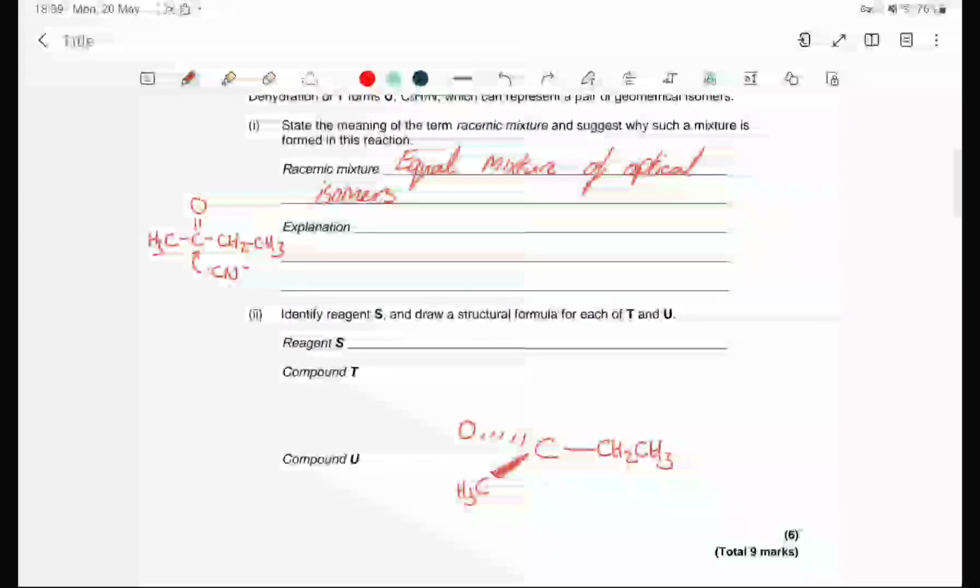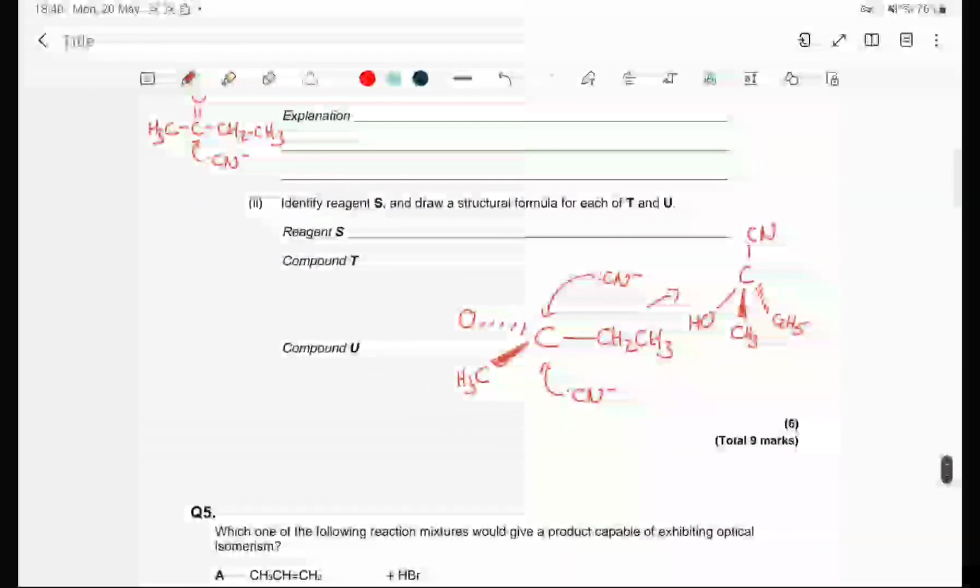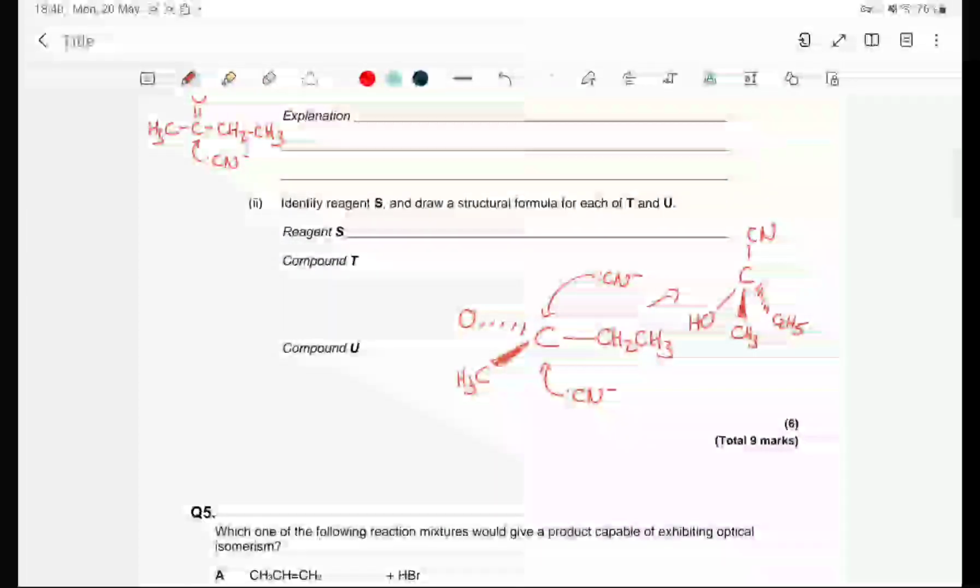It can be attacked from underneath, or it can be attacked from above. When it attacks from above, you end up pushing those bonds down and you get one shape. And if you attack it from below, you push the bonds up and you get a different shape. So this is what you get if you attack it from above, whereas what you get when you attack from below looks like this.